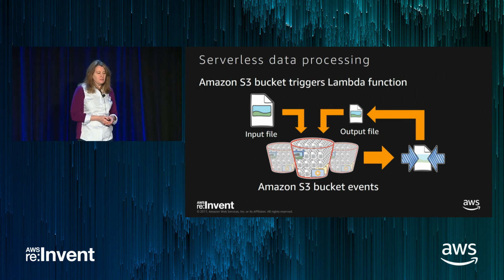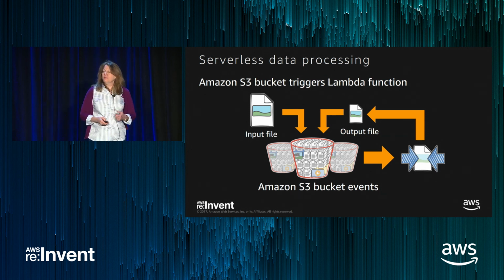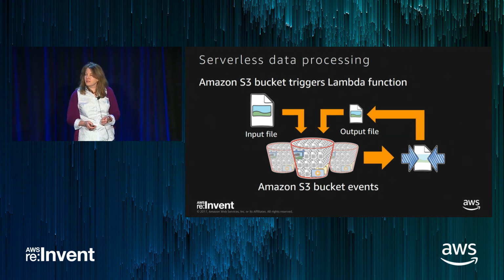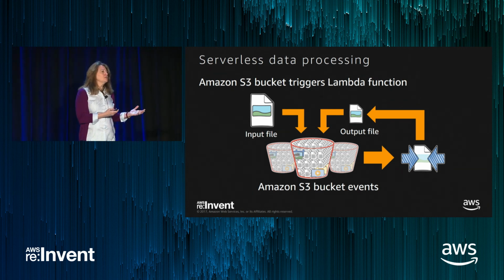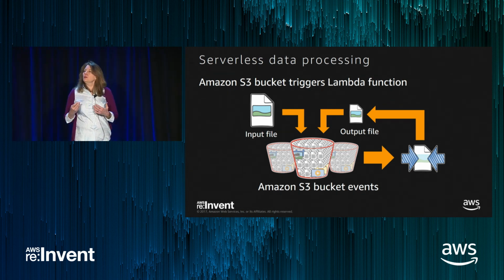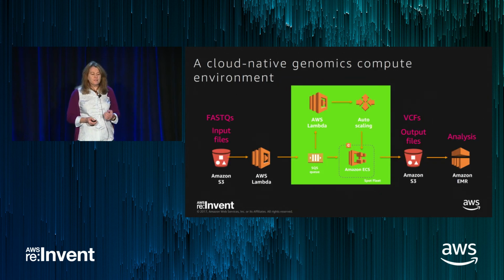Here's the simplest of cloud-native configurations. You drop an input file into an S3 bucket. It triggers Lambda. If your computation is 5 minutes or less, it performs the calculation and creates an output file. That then gets dropped in an output file bucket. Maybe you look at all these files with QuickSight, or you then carry it on to the next step of your processing. Here's a more complicated cloud-native architecture.